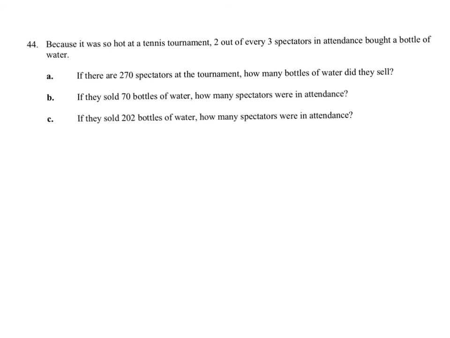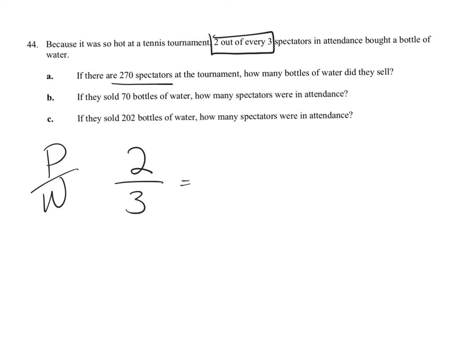Okay, number 44. Because it was so hot outside, at the tennis tournament, 2 out of every 3 spectators in attendance bought a bottle of water. So remember, ratios, we should be thinking part out of a whole. So if there are 270 spectators, that's a whole amount. So the ratio they gave us was 2 out of 3, and 270 was the whole amount.